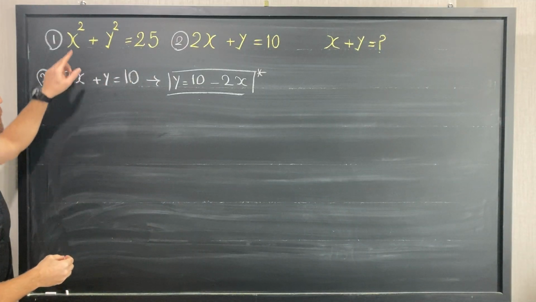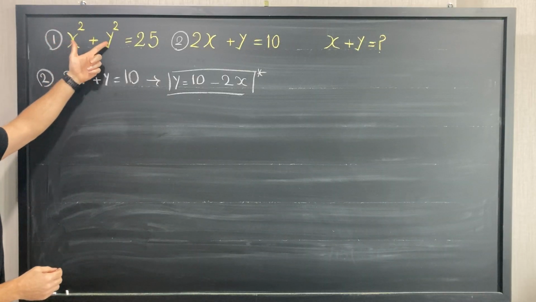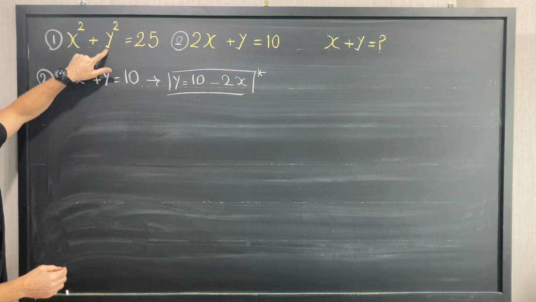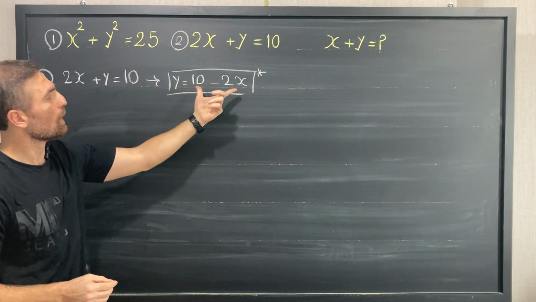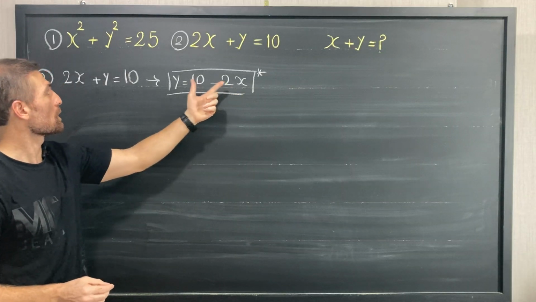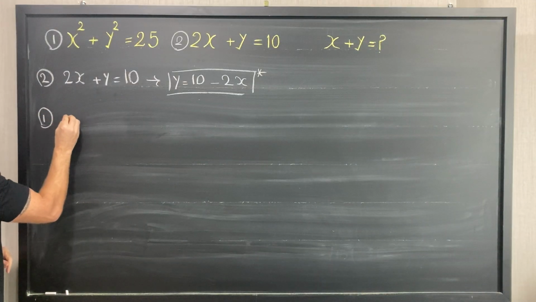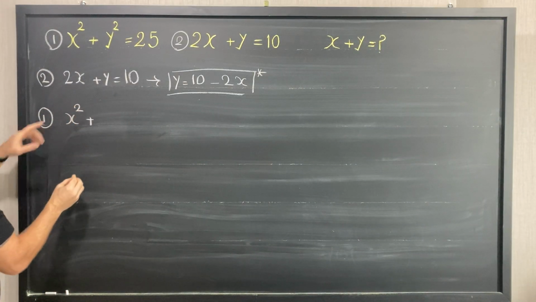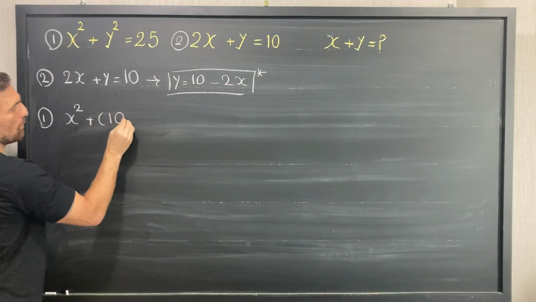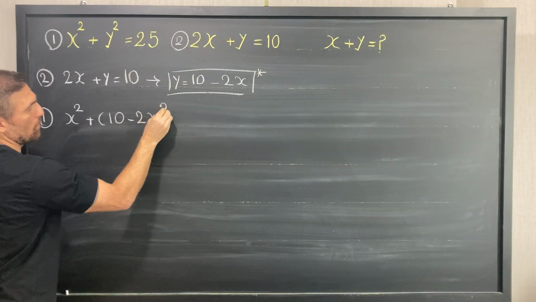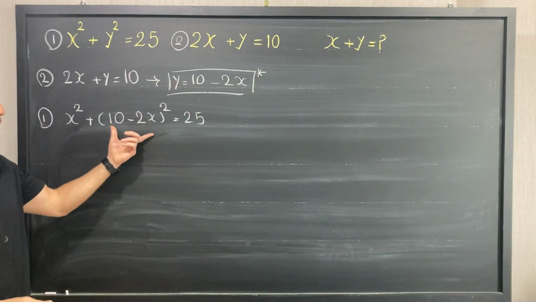So let's keep it here. Next, I'm going to continue the solution by working on equation number 1 that says x squared plus y squared equals 25. Do not forget, from equation number 2, we have y equals 10 minus 2x. So let's plug this expression instead of y in equation number 1. So equation number 1 says x squared plus y squared, which means 10 minus 2x squared, equals 25. But how can we find the value of 10 minus 2x squared?